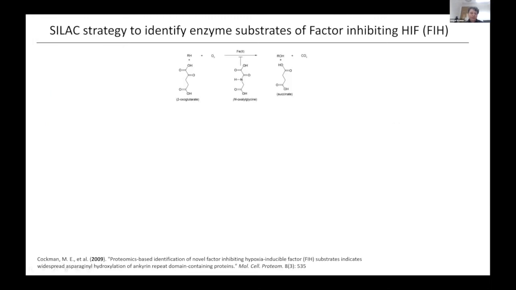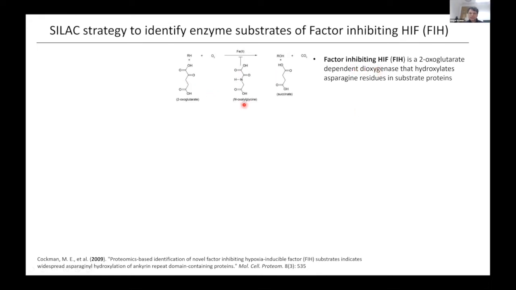Okay, so then just to give an example of how this kind of workflow can be applied. What is shown here is a strategy to utilize SILAC to look at the identification of enzyme substrates of an enzyme that's called factor inhibiting HIF. So factor inhibiting HIF is a 2-oxoglutarate dependent dioxygenase, which hydroxylates asparagine residues in substrate proteins.